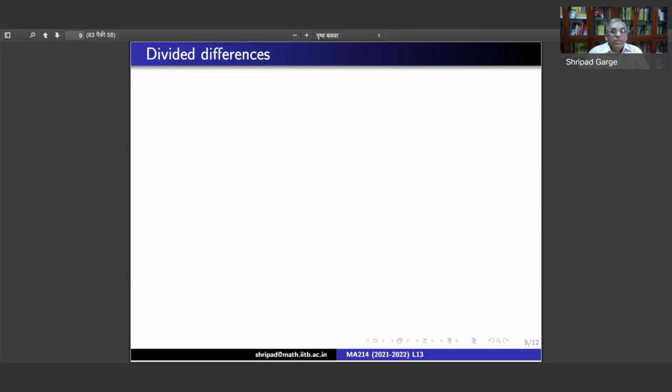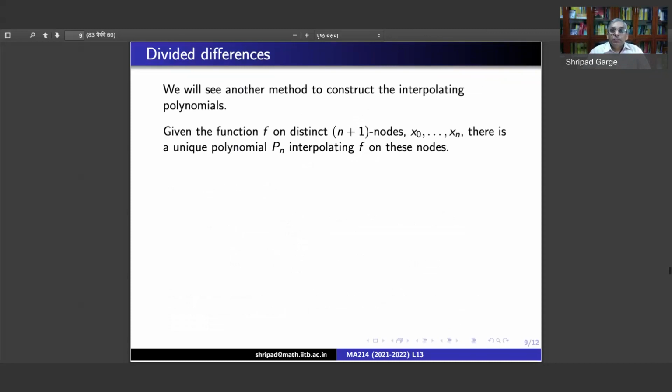Okay, we will see one more method. We saw Neville's method, which was already introduced in the previous lecture, and we completed it here. In this lecture, we will introduce one more method and see some nice properties of this method in the next lecture. So we are starting with the basic things, but in a different direction. We have this function on n+1 distinct nodes, x0 up to xn, and already we know that there is a unique polynomial which interpolates this function on these nodes.